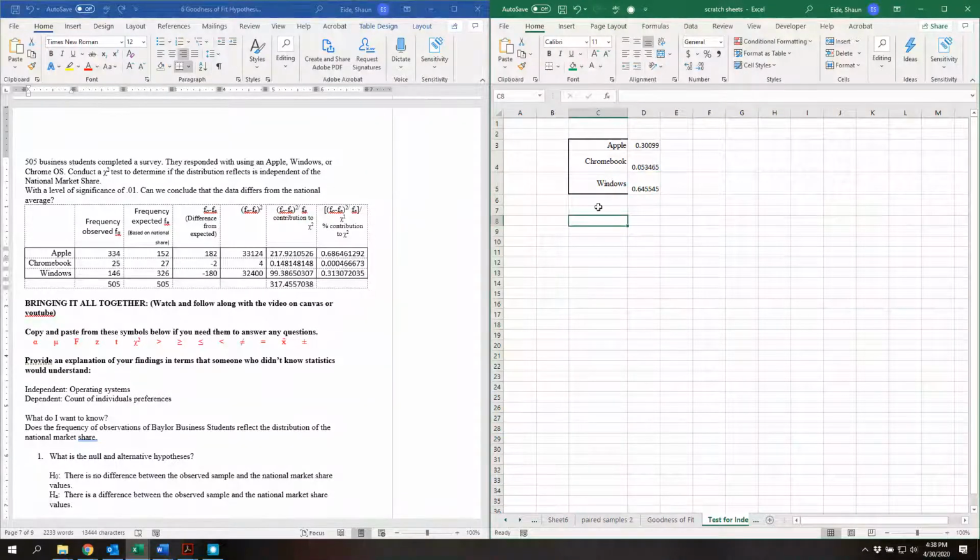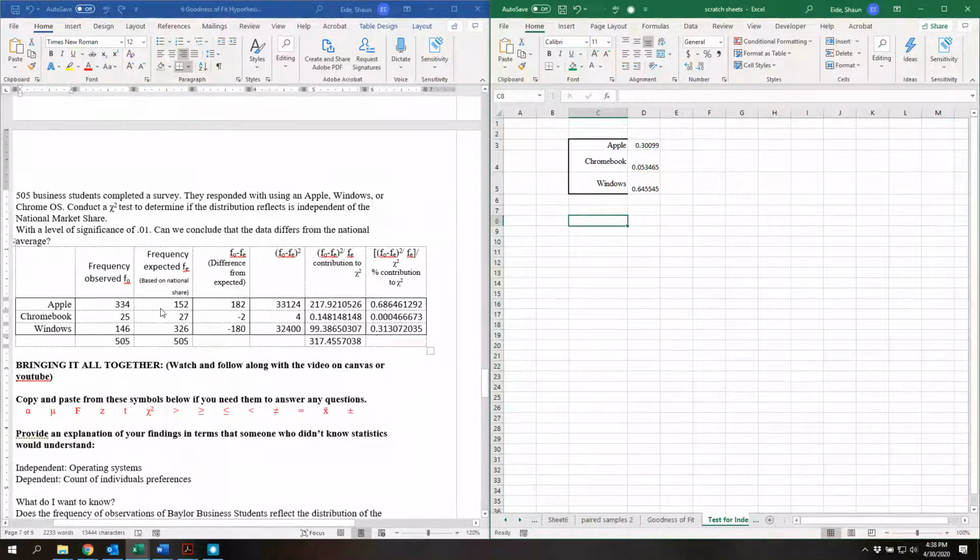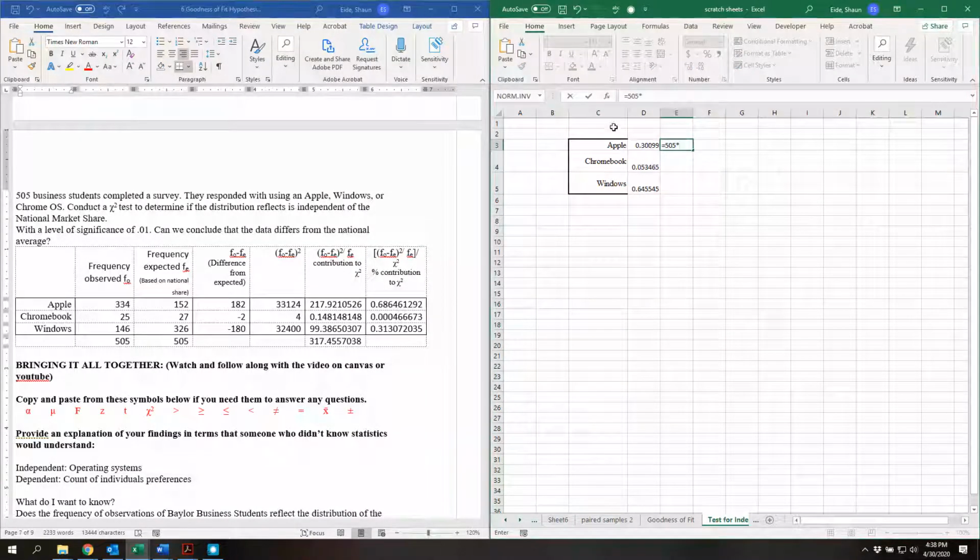So in order to determine the expected frequency, remember, all of the expected frequencies have to add up to the observed frequencies. So if we have a total of 505 individuals who took the survey, we need to know what we should expect from those 505 people. This is a really simple problem. All that we've got to do is do 505 multiplied by the national market share percent for Apple, the national market share percent for Chromebook, and then also the national market share for Windows.